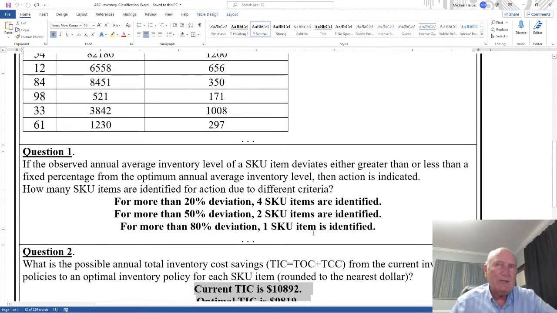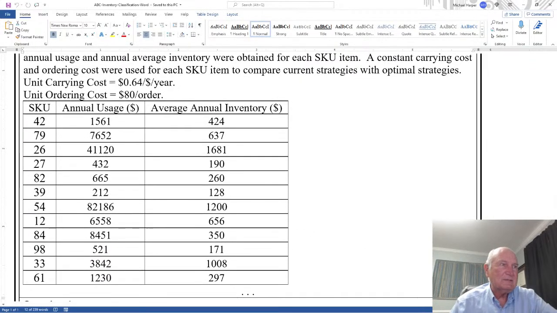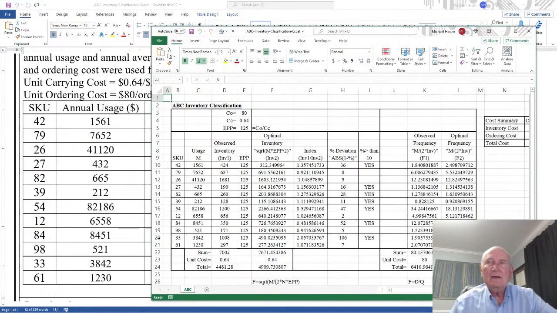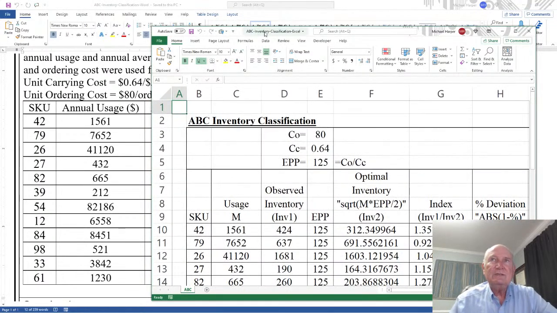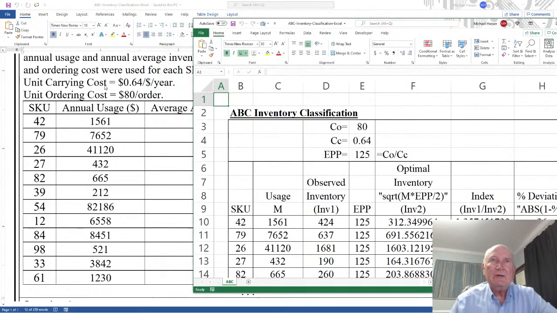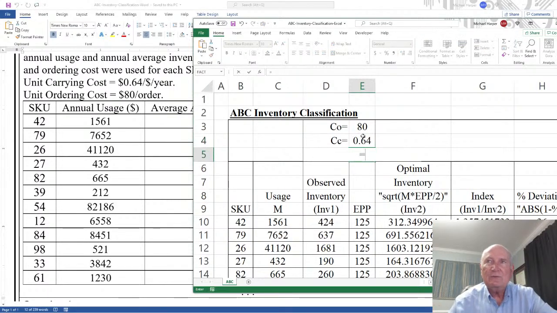Well then, how do we get all these numbers? So let's bring up Excel. Now in Excel, I already have the answers here, but I'm going to go through and show you how to get each one of them. First, let's enlarge this a little bit. Here is the carrying cost and ordering cost. The ordering cost, we'll type in 80, return, and 64 cents, 0.64. This is annual. The EPP is equal to the ordering cost divided by the carrying cost.